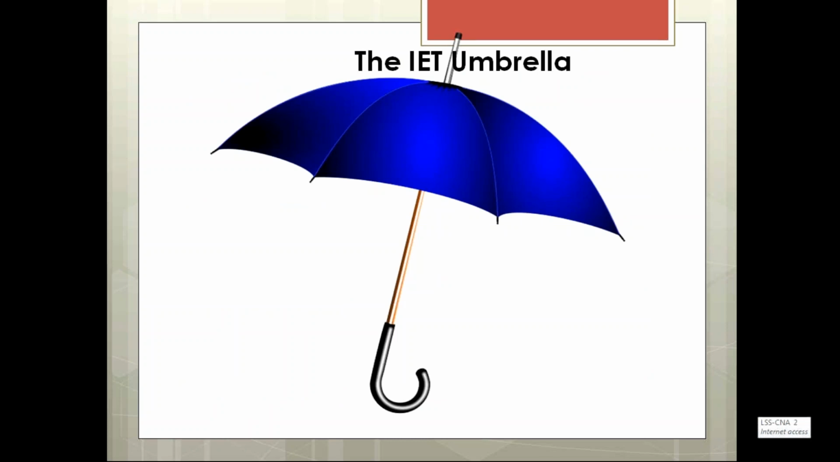Here, we'll talk about the IET umbrella. What falls under the umbrella of integrated education and training? There are 3 components that fall under that. And you see the first one is AEL activities, which does include English language acquisition skills. The second component are workforce preparation activities.